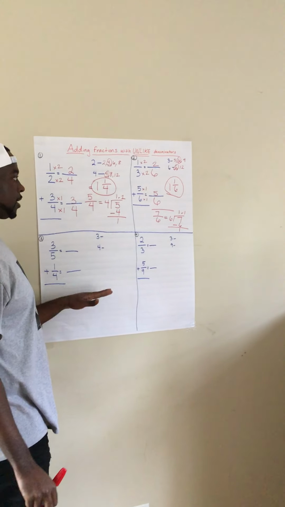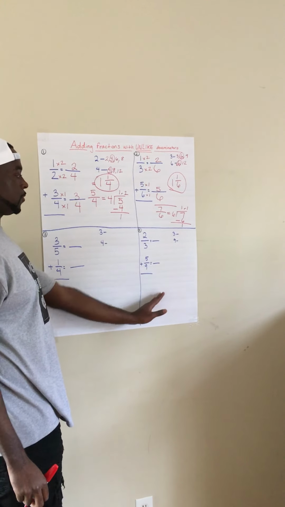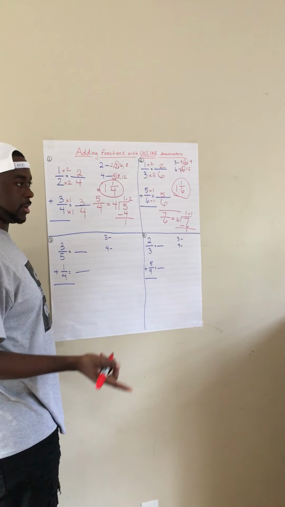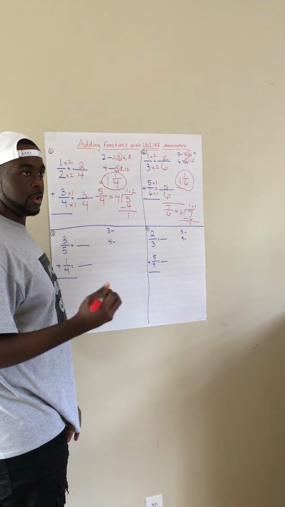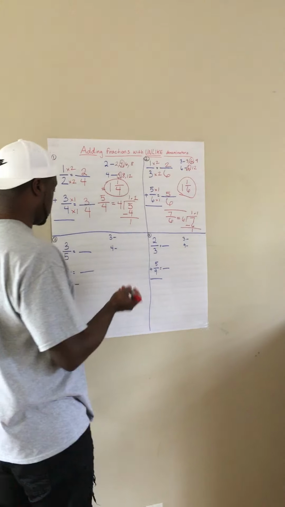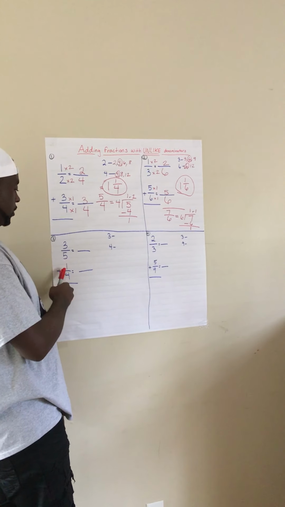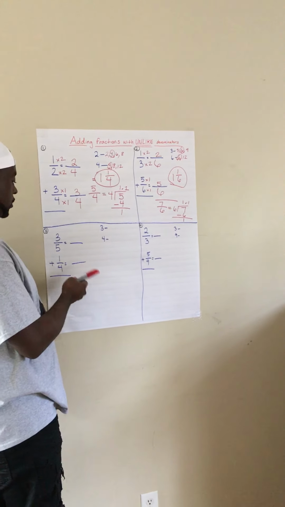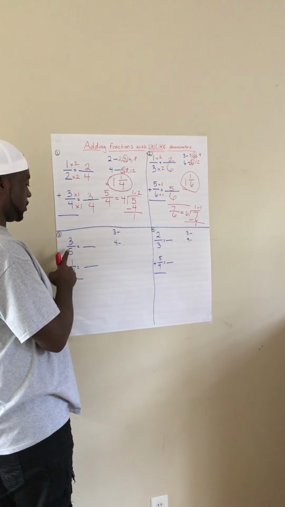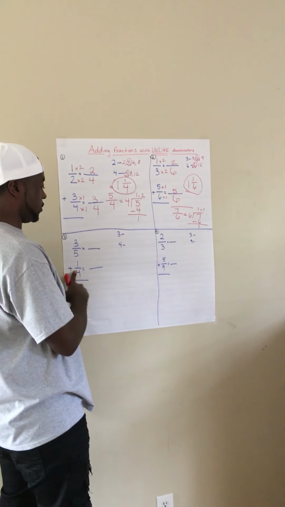Okay, so pause the video and I want you to work out 3 and 4 by yourself. And when we come back, we'll check and see if you had the right answer. Okay, now let's check your work. So we have 3/5 plus 1/4. So again, we can't add this the regular way because we don't have common denominators. So we gotta make one.